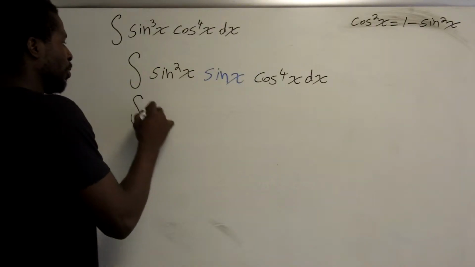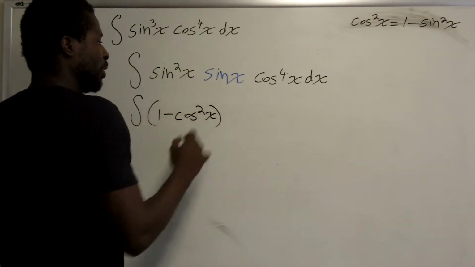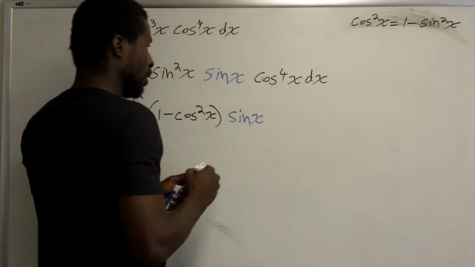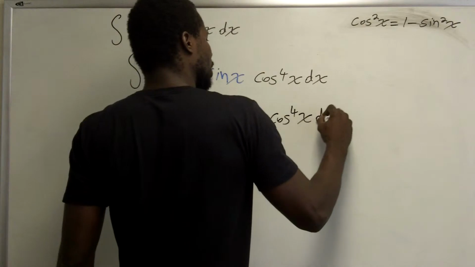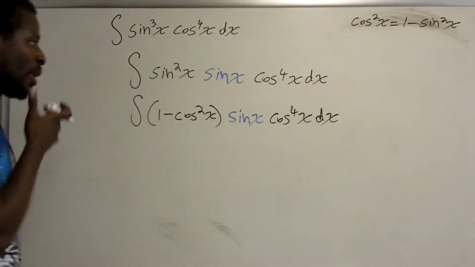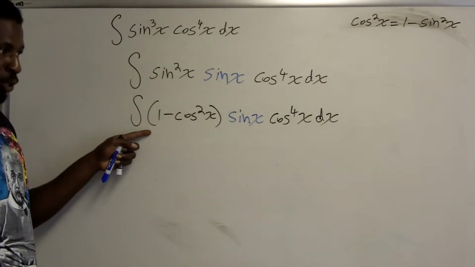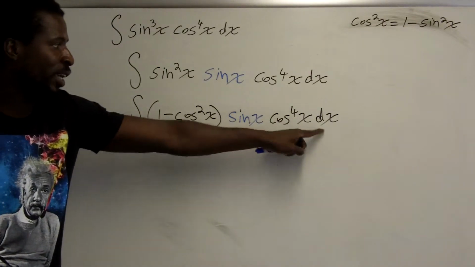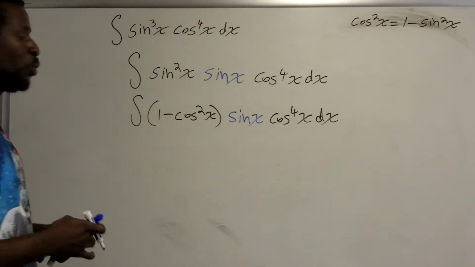So this is going to become the integral of 1 minus cosine squared of x times the sine of x times the cosine to the fourth of x dx. Okay, now I have this difference inside of this parentheses. What I'm going to do is distribute the sine times cosine to the fourth of x dx, and I'm going to integrate each term separately. I'm going to be left with two terms.